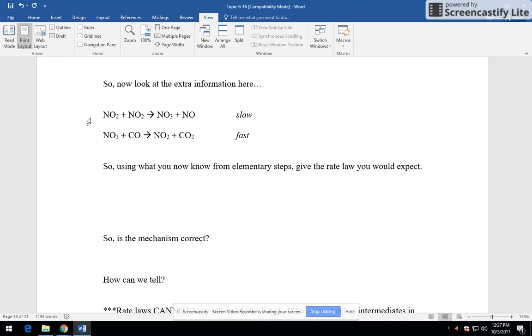So if that's the slow step, then that's the one that you're going to use in order to figure out the rate law. So you pay attention to that slow step, and from what you know of elementary steps, write down the rate law that you would expect. All right, press pause and do that.